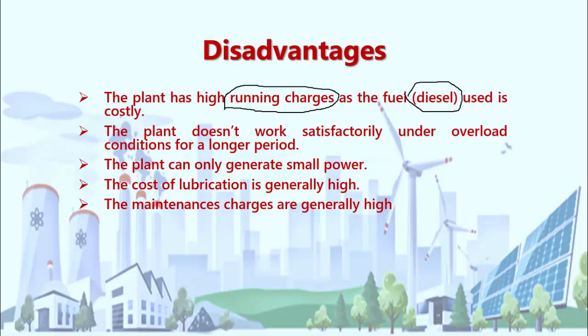Similarly, a diesel power plant can generate only a very small amount of power. That is why it is used as a standby unit. The cost of lubrication is generally high and the maintenance costs are also very high. Okay, these are all the general things about the diesel power plant, right? Thank you all.